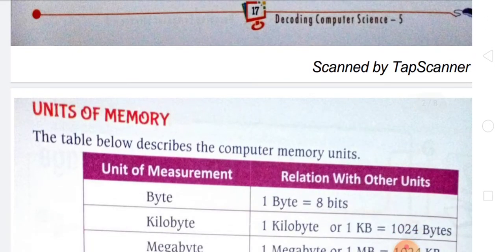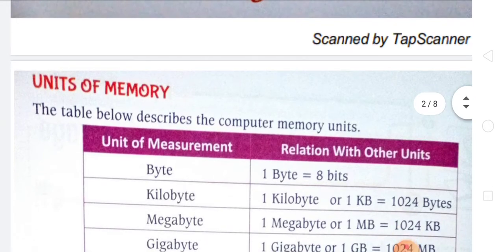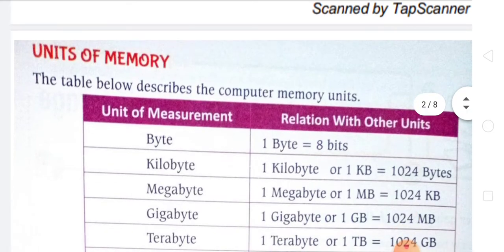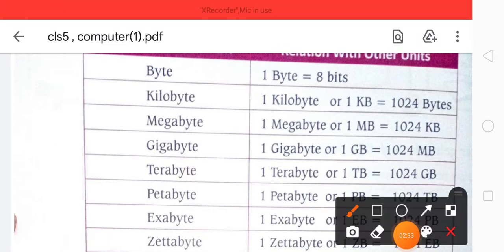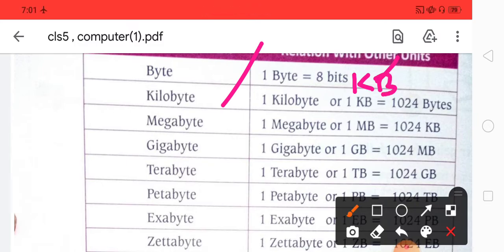So what are the units of memory? Here we will learn the units of memory. These are the units of measurement and their relation with other units. Byte, B-Y-T-E, byte. We already know, students, that 1 byte equals 8 bits, and 1 kilobyte, written as 1 KB, is represented by capital K and capital B.